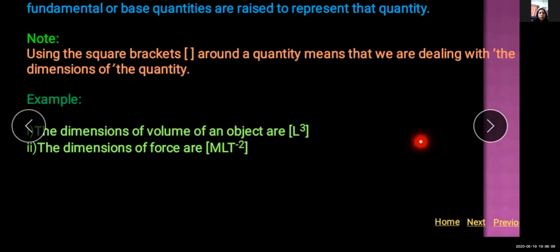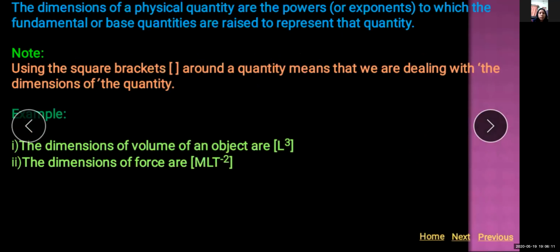How to write the dimension of force? We know the unit of force is kilogram meter per second square. Kilogram is mass, so the dimension of mass is capital M. Meter is length, and the dimension of length is capital L. Per second square: the dimension of time is T. So we can write [MLT^-2]. This is the dimension of force.